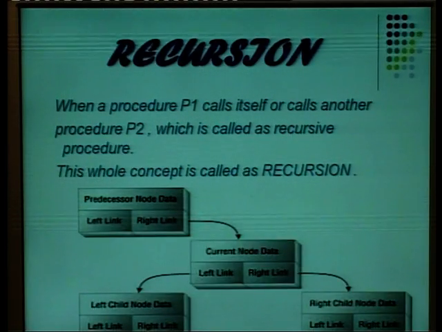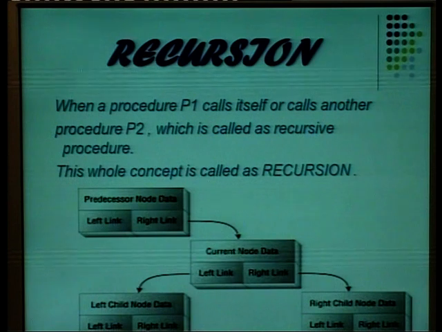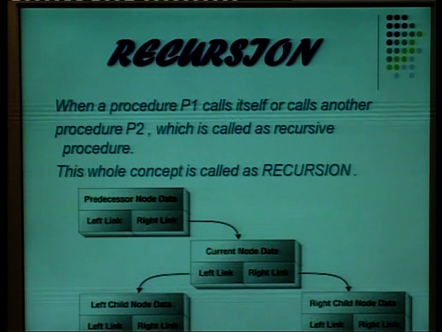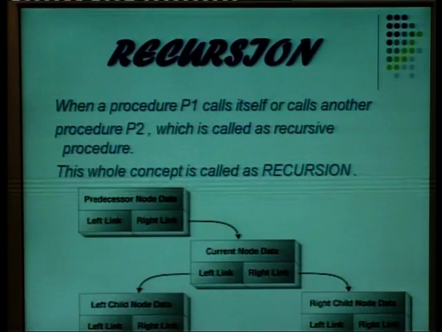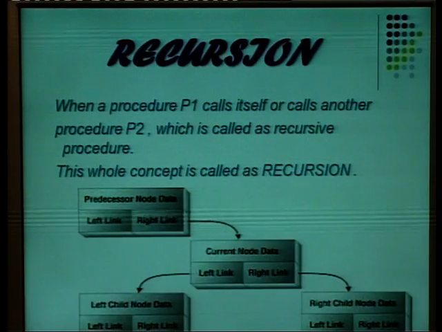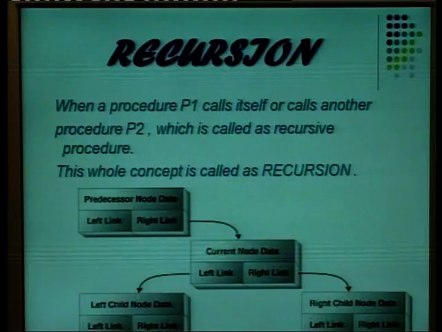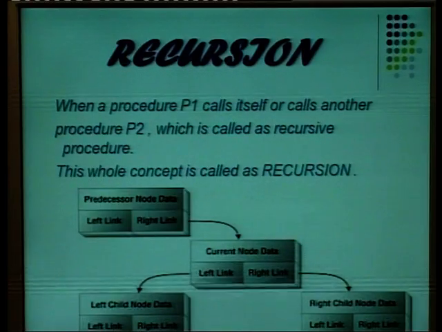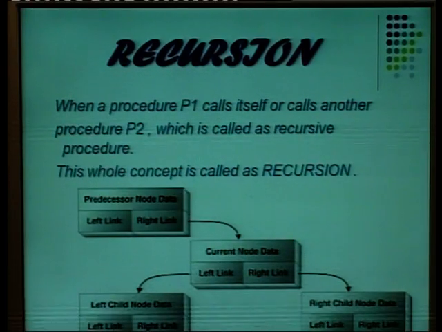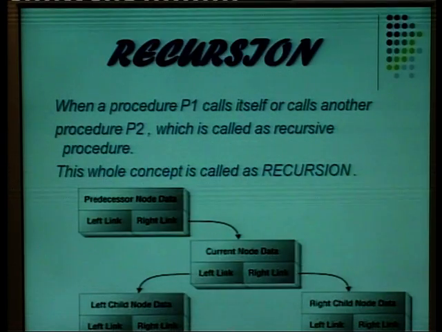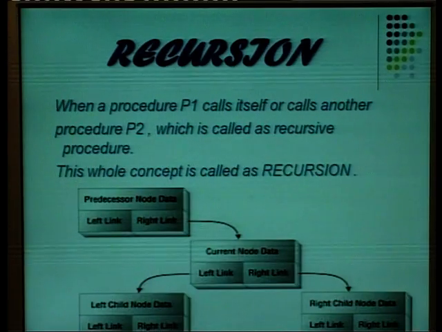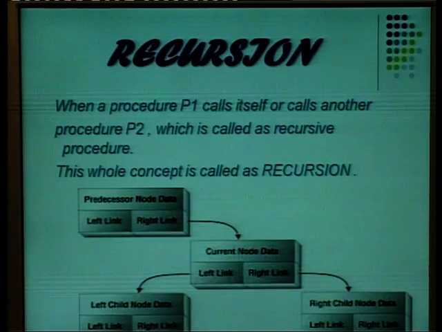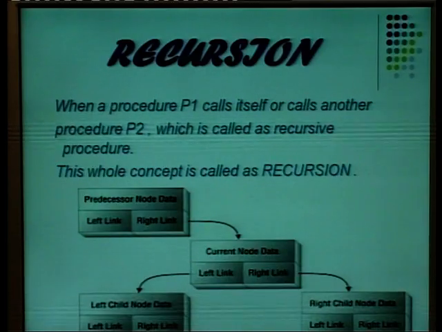Any function, any value, any parameter, which calls itself again and again, is called recursion. Any function in C, or any other parameter or any other procedure that calls itself or calls another procedure again and again, this process is called recursion.